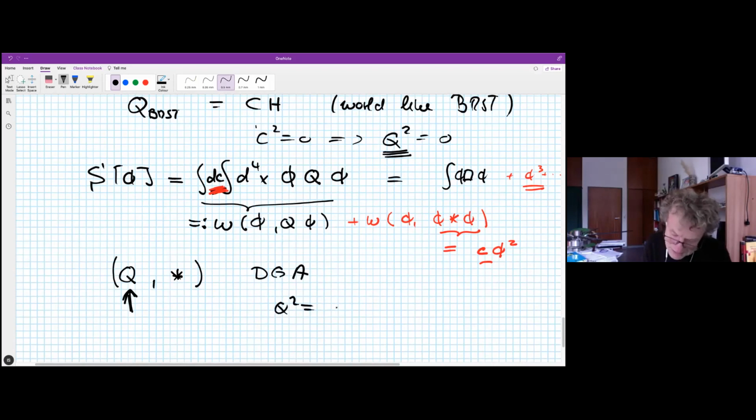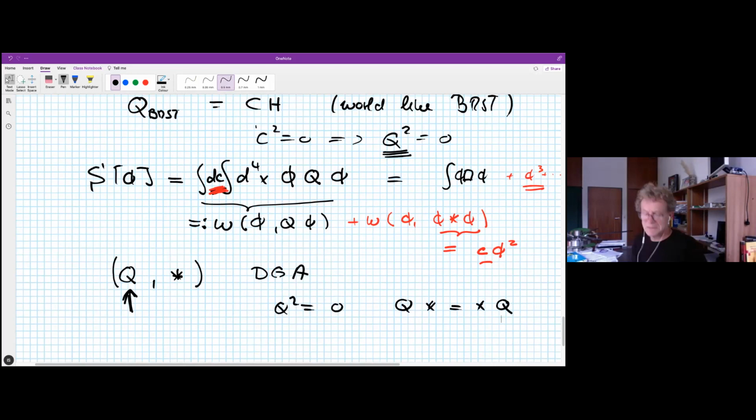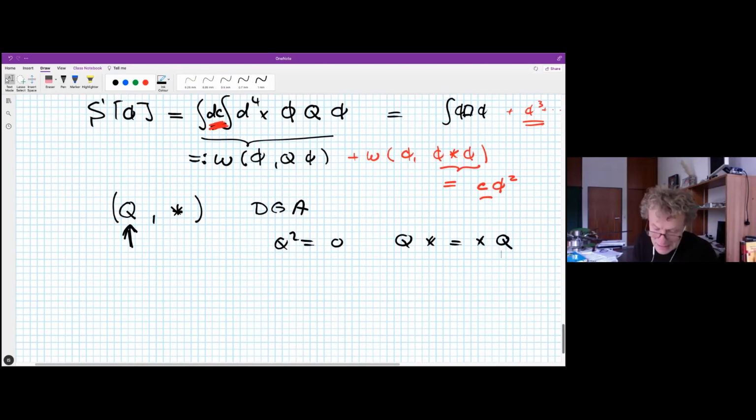You have certain properties. You have Q squared equal to 0, and Q commutes with the star product. If you check it, it's trivial, it's a one-liner and it's really not hard to check. String field theory is the same. It's no different, just with many more degrees of freedom. So in string field theory, the only thing that happens is that we have to now blow up our particle again.